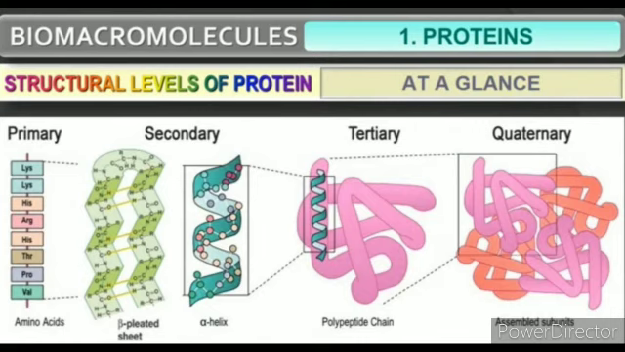Now we'll see the structural levels of protein at a glance. Primary, that is called the amino acid sequence. Secondary, beta pleated sheet and also alpha helix. Tertiary contains a polypeptide chain. Quaternary contains the assembled subunits.